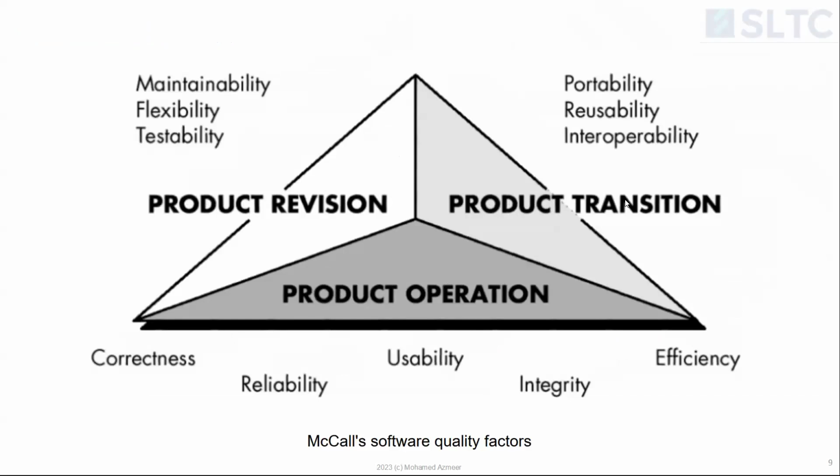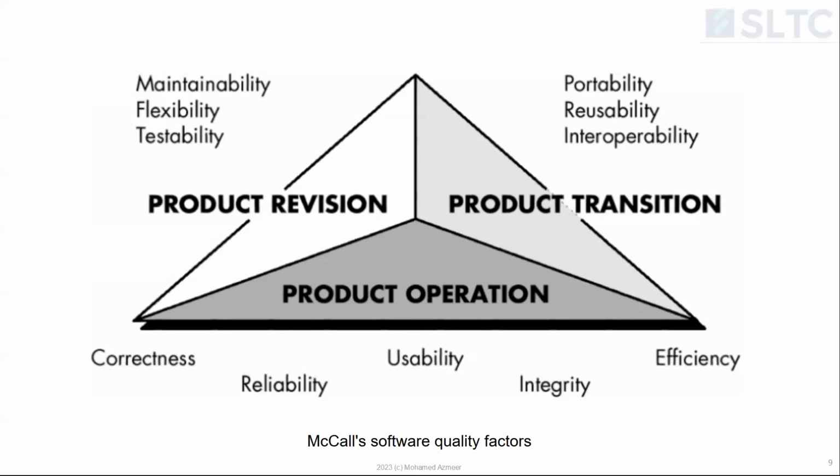Right. Now, talking of this, there is a very famous triangle that we always talk about. This is called the McCall software quality factors triangle. So he spoke about three things when it comes to quality factors. Now, what do you mean by quality factors? Quality factors are the variables we are looking at, because we need certain variables to compare, isn't it? So he grouped them into three: product revision, product transition, and product operation. Okay. And under each section, he also broke it down into further areas.